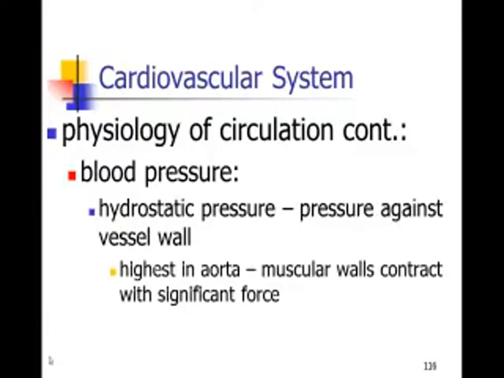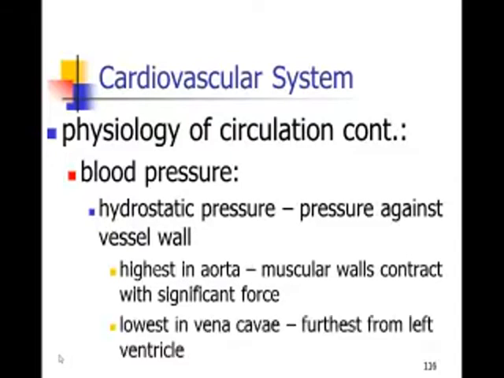The highest hydrostatic pressure is going to be in the aorta, and the aorta has strong muscular walls that contract against the pressure. They contract with significant force, and they can actually cause the blood to move through the system. The lowest blood pressure is going to be in the vena cava, and the vena cava is the greatest distance from the left ventricle, and that's where most of this hydrostatic pressure is being generated.